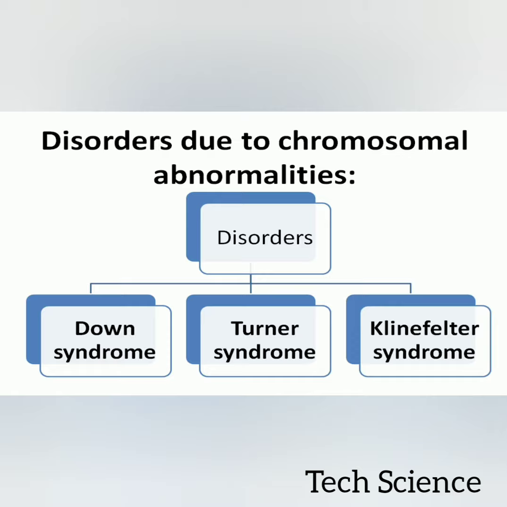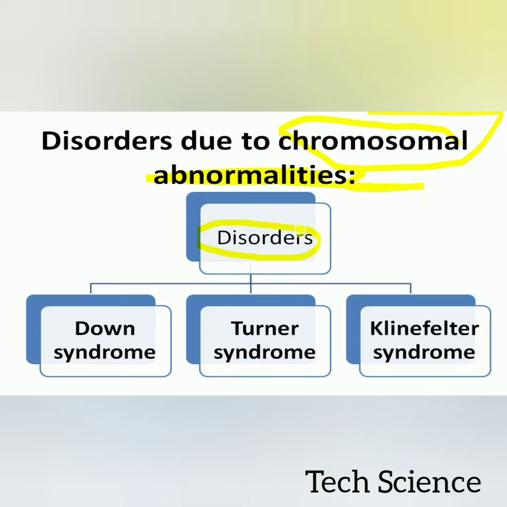And the genetic disorders are basically divided into different types, like disorder due to chromosomal abnormalities, diseases that occur due to mutation in a single gene, then mitochondrial disorder, as well as disorder due to mutation in multiple genes. Out of that, the first point is the disorder due to chromosomal abnormalities.